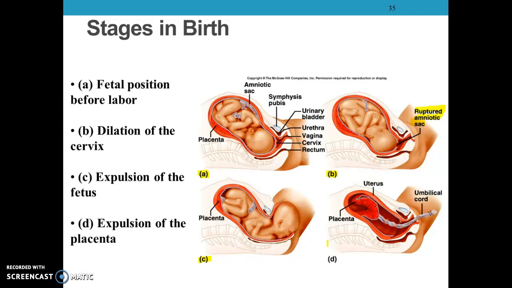If you'll notice too, the head is shaped kind of funny, and that's actually on purpose. Go back to the skeletal system back in Anatomy 1, and you might remember that when you're born, all of those skull bones aren't completely fused yet.